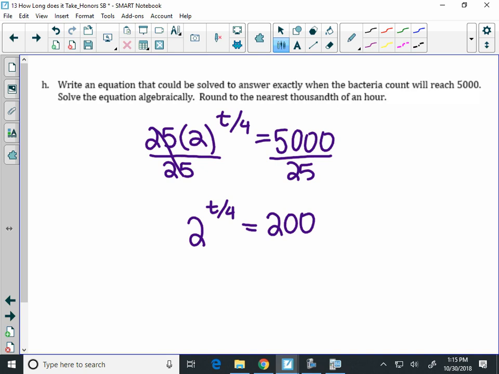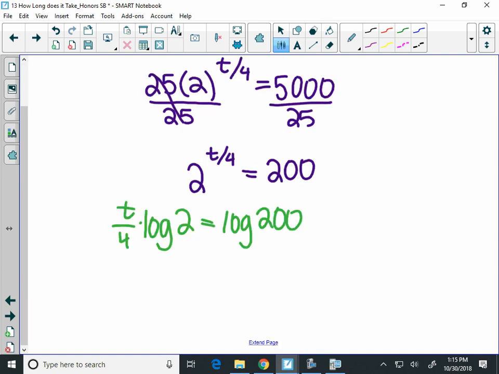Now, what do we do to get that exponent out of the exponent? Throw a log at it. Now, when I throw a log at it, where does the exponent go? In front. So I have t over 4 times log of 2 equals log of 200. What do you want to deal with next? The log. Always deal with the log next. So we'll divide by log of 2.